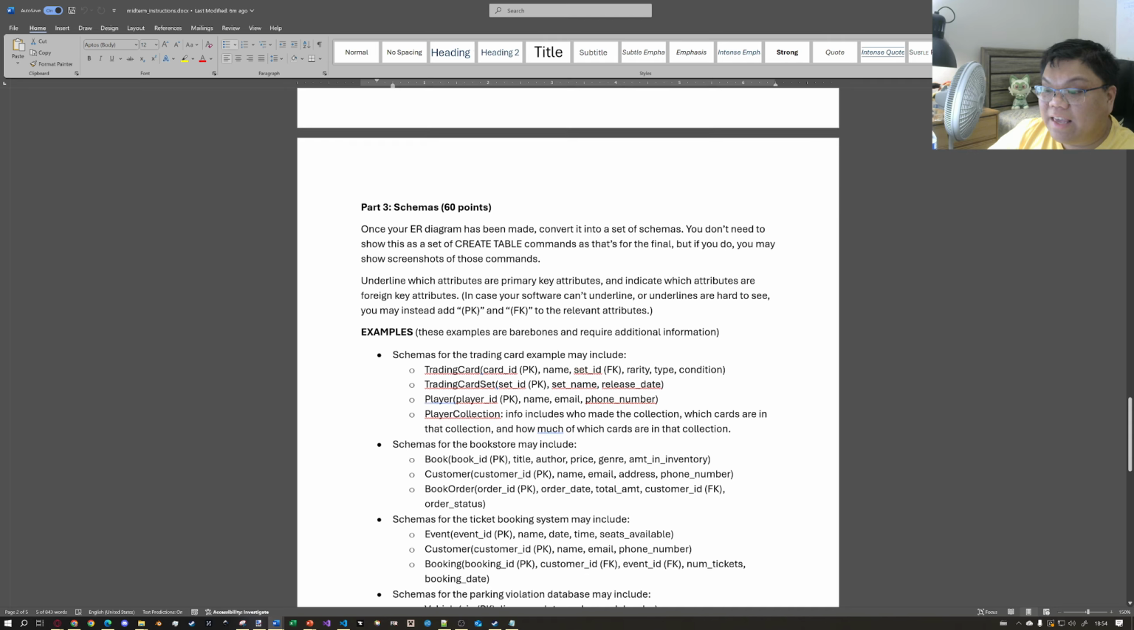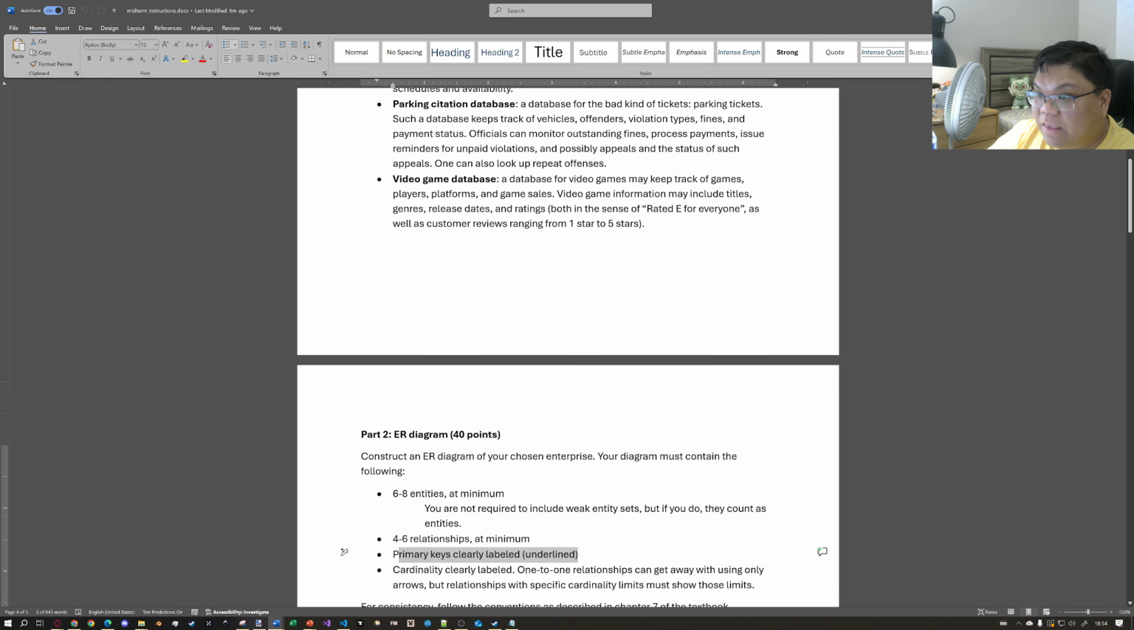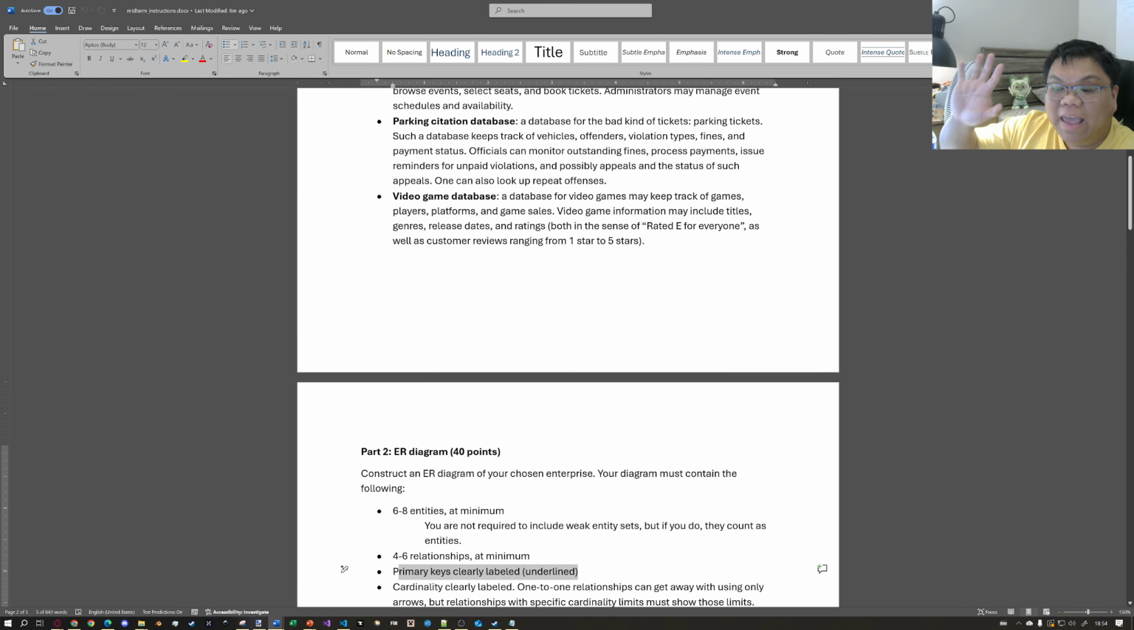So what I'm saying is, when you convert your ER diagram into a set of equivalent schemas, chances are many of your relationships are just going to be combined with one of the 2 participating entity sets. So if your ER diagram has, for example, 8 entities and 4 relationships, you would think you'd need 12 schemas, but chances are you probably only need as little as 8. And those are just the ones for the entities, but we combined the relationship attributes with those entities.